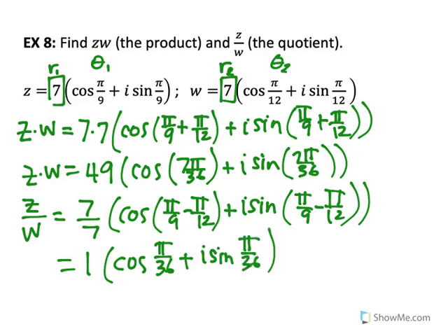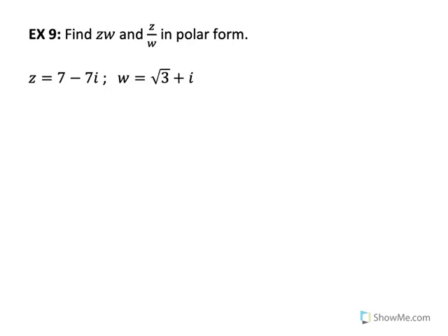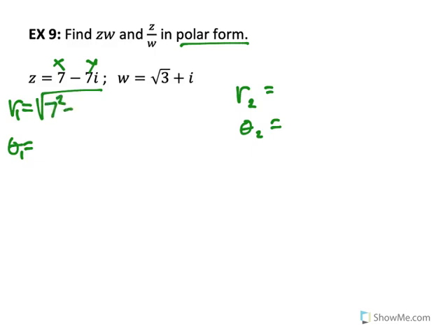There you have it. So 9 is asking you to do the same thing, but it says we need to put it in polar form right now. If you recognize this is in rectangular, so we've got to find r and theta for both of these. So maybe I call this r1 theta 1 for z, and then for w find r2 and theta 2. So to find r, we're going to take the square root of 7 squared plus a negative 7 squared. That gives you 7 root 2.